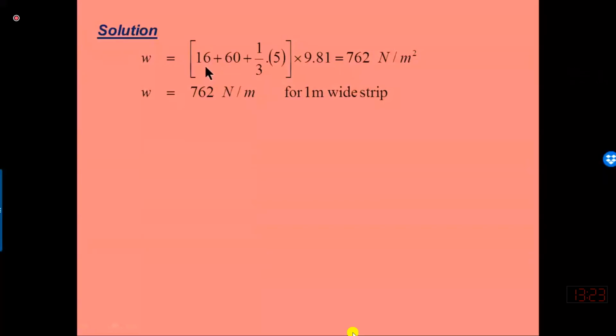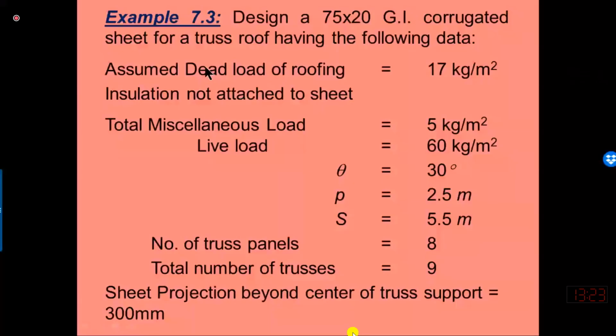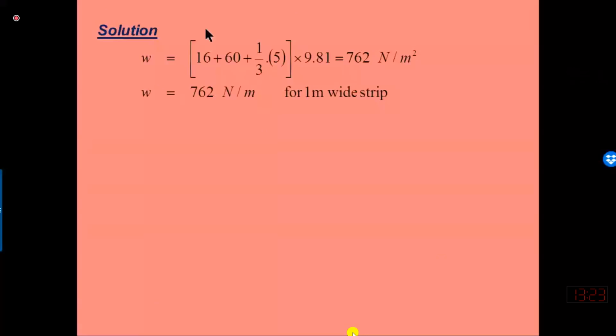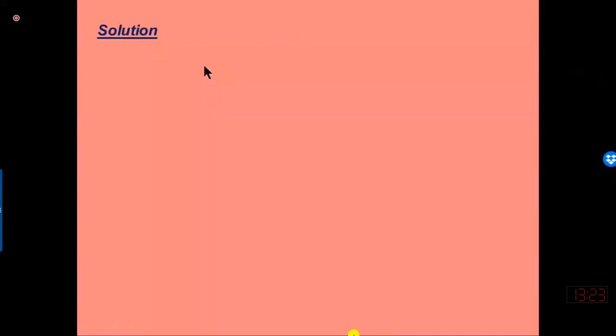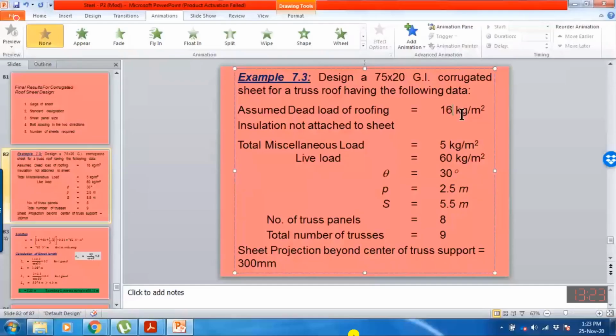So here, this 16, actually there is a mistake in my calculation. Here I have considered this load as 16 instead of 17. I was supposed to use this load as 17. But anyhow, I will modify my calculation and make this load 16, because here I have written the dead load as 17, but I am using it in my calculation as 16. So I will change it.